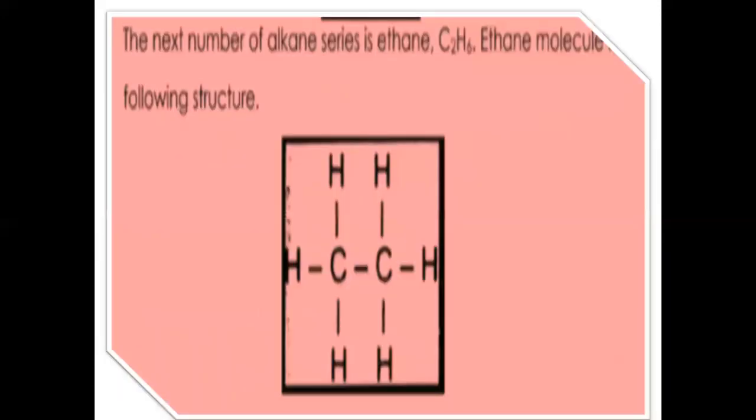The next member of the alkane series is ethane, which contains 2 carbon atoms, and the ethane molecule has the following structure. You can see CH3, CH3 for ethane. All the bonds are single covalent bonds, and each carbon is making 4 bonds.